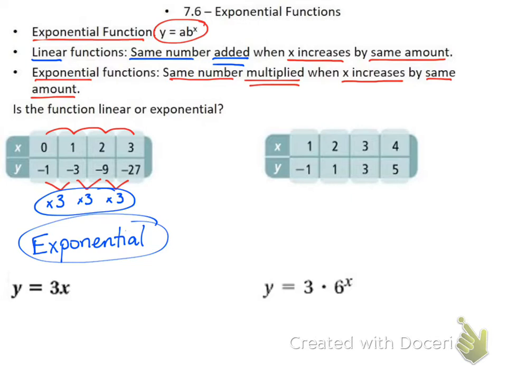With the second one, again, I want to start with figuring out whether it's linear or not. My x's are going up by the same amount each time. So to go from -1 to 1, I go +2, 1 to 3, +2, 3 to 5, +2. Again, the same number being added over and over again is going to be a linear function.